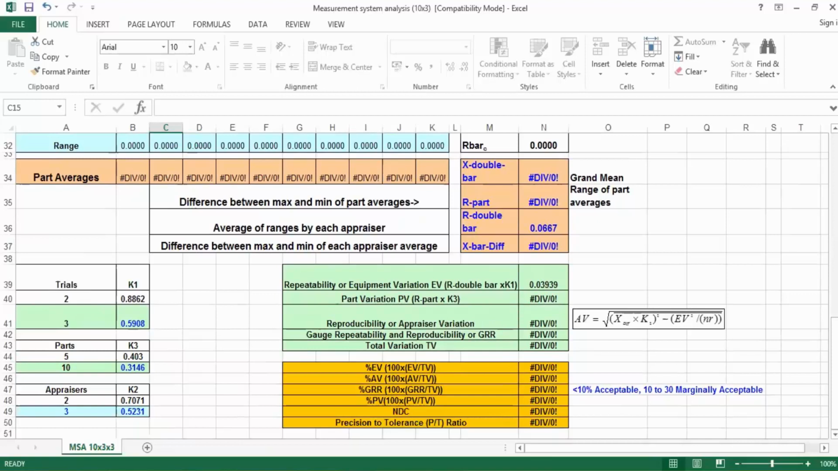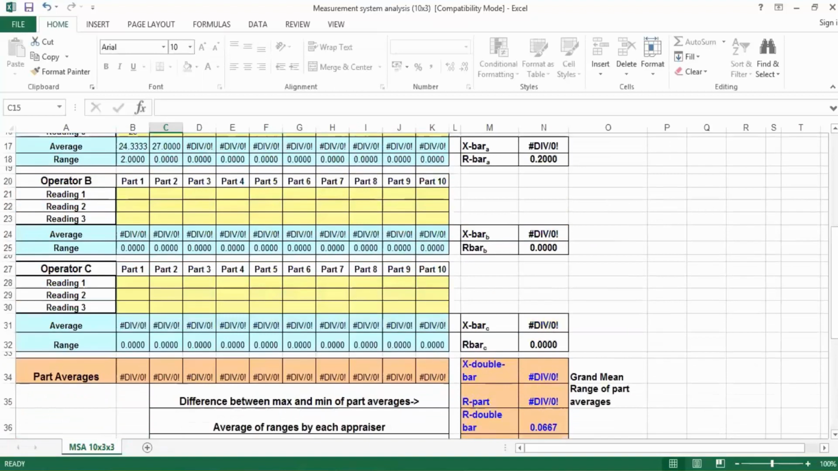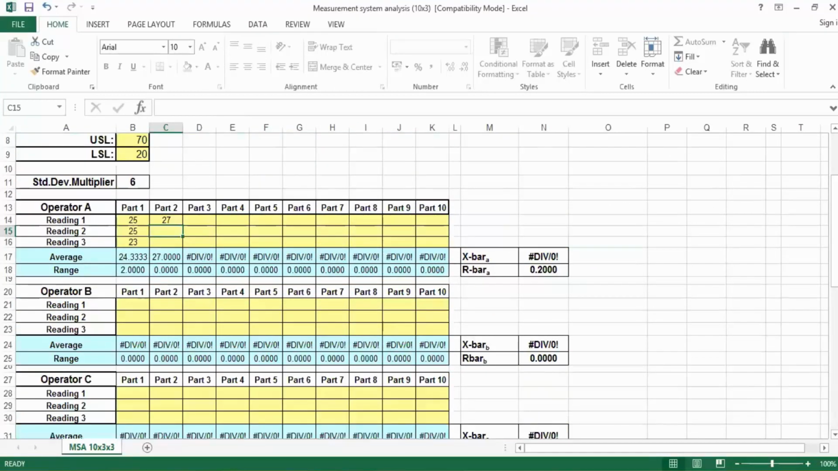Less than 10% is the acceptable percentage GRR. I discussed this with you in this document, no? Percentage GRR: if GRR is less than 10%, the measurement system is acceptable. So you have to fill in this, only in the yellow part. Have you received this template? Can you check in your folder, please? Hina, can you check in your folder? Yes, checking, sir. It will be named MSA or measurement system analysis.